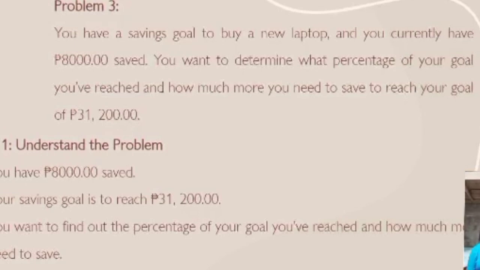So we have problem number 3. You have a savings goal to buy a new laptop and you currently have 8,000 pesos saved. You want to determine what percentage of your goal you've reached and how much more you need to save to reach your goal of 31,200 pesos. So using Polya's, we have step 1, understand the problem. Under it, you have 8,000 pesos saved. Your saving goal is to reach 31,200 pesos. And lastly, you want to find out the percentage of your goal you've reached and how much more you need to save.